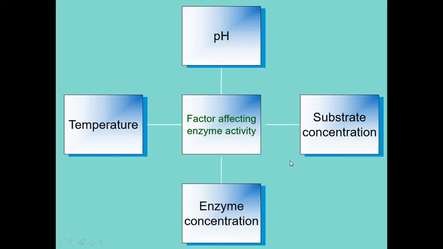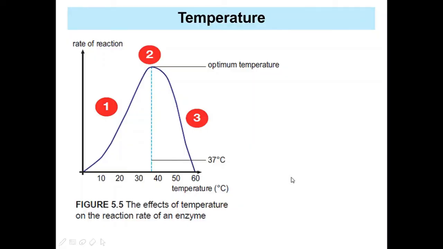So there are four factors that affect the mechanisms of enzymes, namely pH, substrate concentration, enzyme concentration, and temperature. Here is a graph showing the effect of temperature on the reaction rate of an enzyme. To explain this graph, I divided it into three parts: low temperature, optimum temperature, and high temperature.